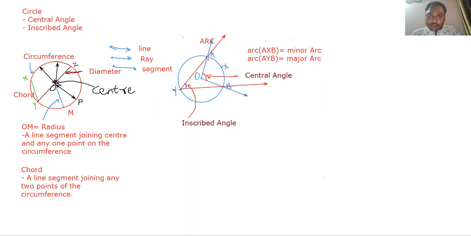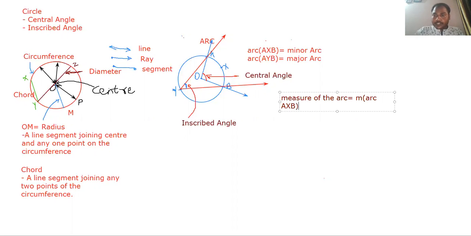So the measure of the arc can be written in terms of degrees, and when we talk about the length of the arc, it can be written in terms of centimeters or meters. If we have the measure of the arc, it is written in this way: m, then inside the bracket, arc AXB.